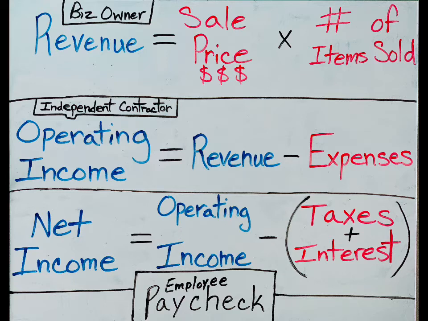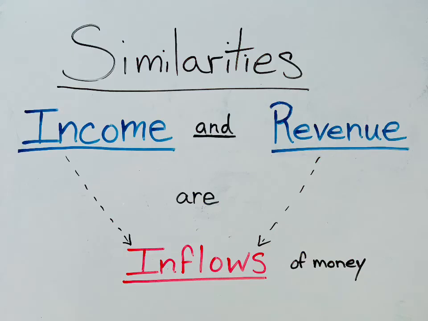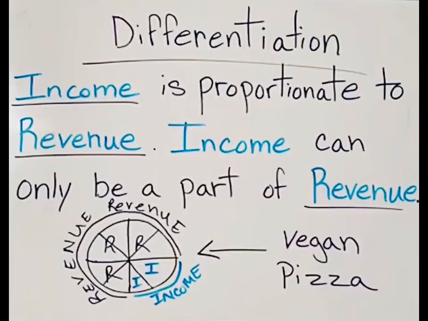The top two rows are for my business people. So, if you are a business owner, then you earn revenue. And if you are an employee, then you earn income. Income and revenue are both inflows of money. This means that income and revenue are money that comes in to the business or comes in to our bank accounts. Both income and revenue are monies that we receive.